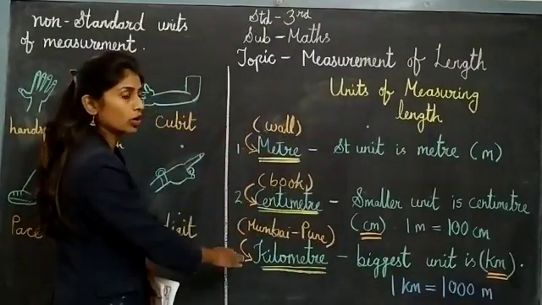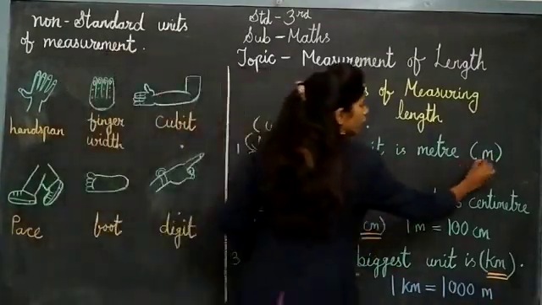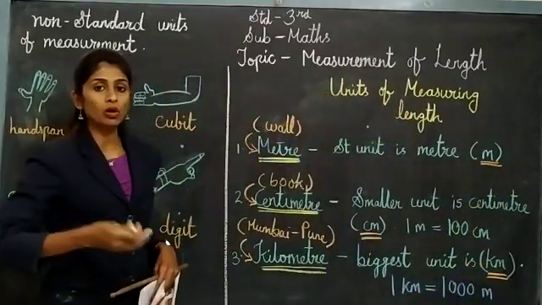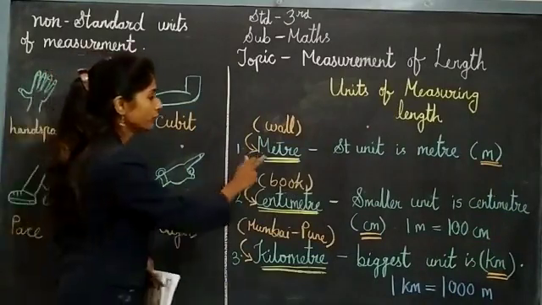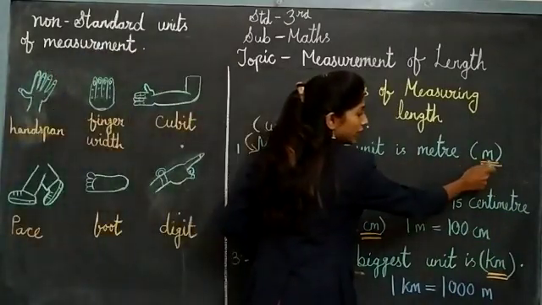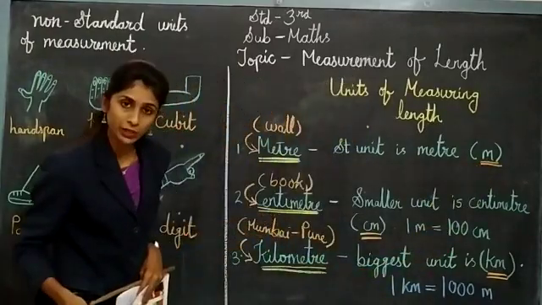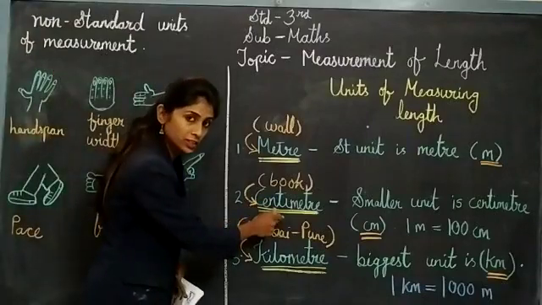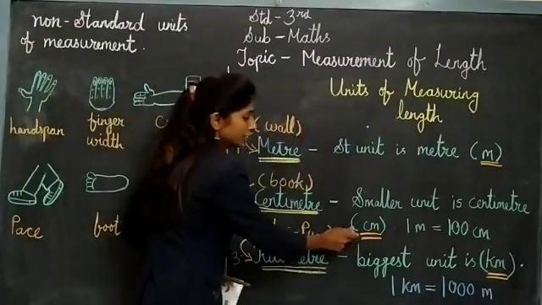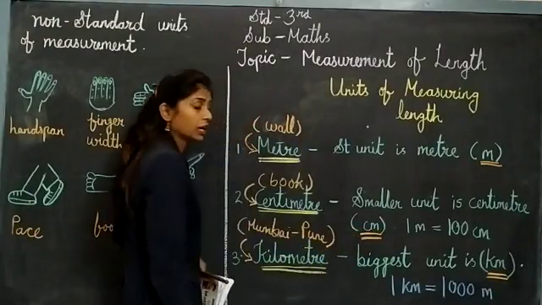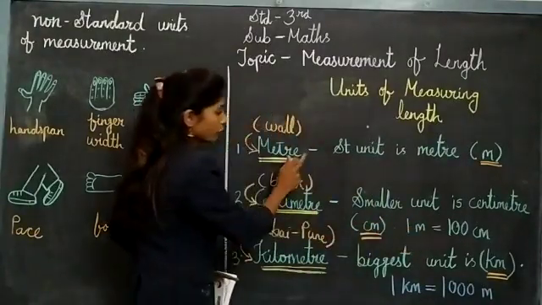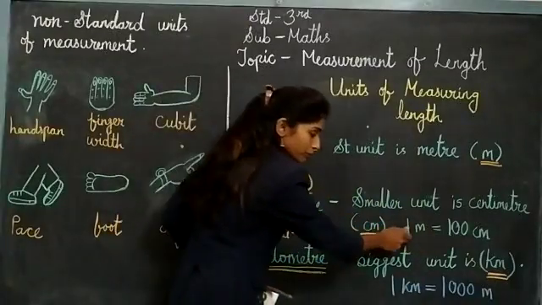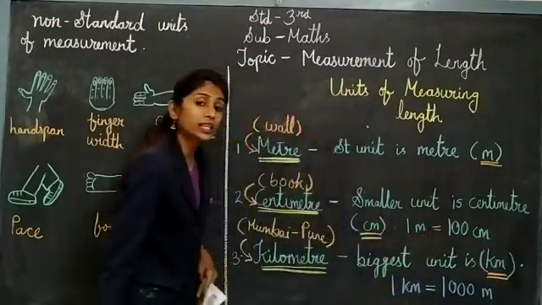So children, this was all about your units of measuring length. Let us all revise again. Meter is for bigger things like wall, door, window, you have to use meter. And how do we denote this? We denote it as m. Then next is your centimeter. If you want to measure smaller things, you will use centimeter as a unit. And how do we write it? We write it as cm for centimeter. Another thing, 1 meter is equal to 100 centimeter. If I want to make 1 meter of something, I have to put 100 centimeter.